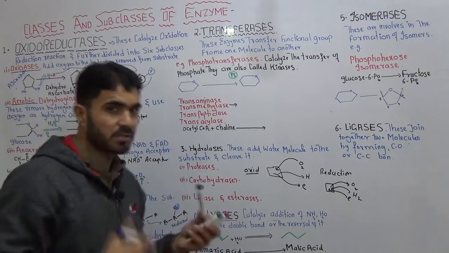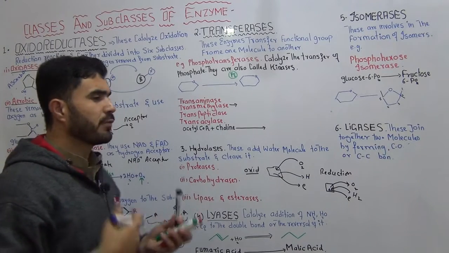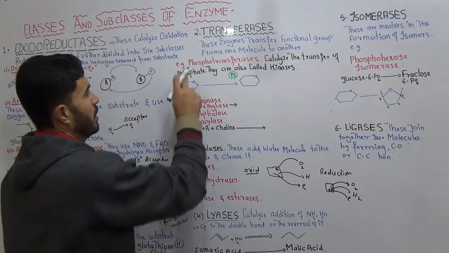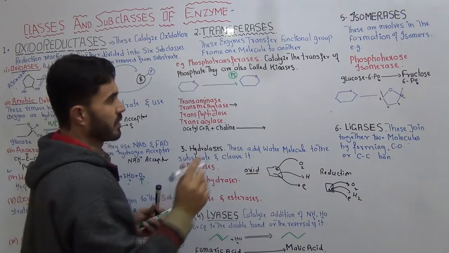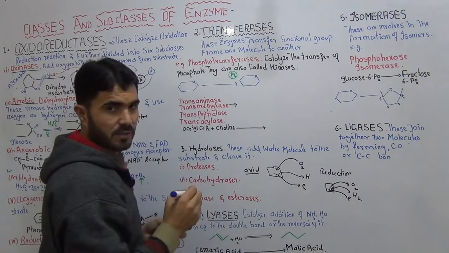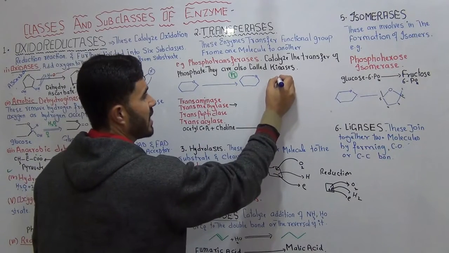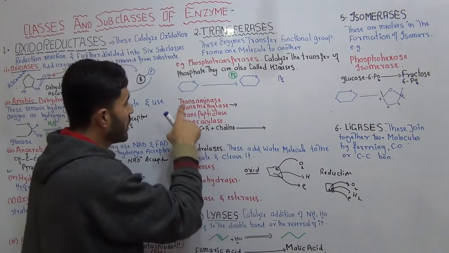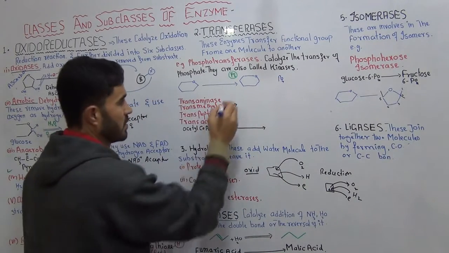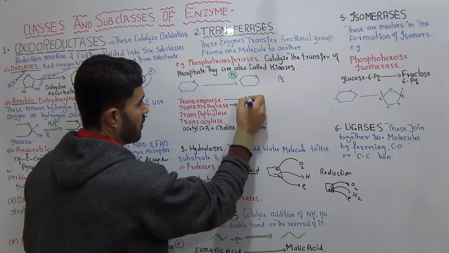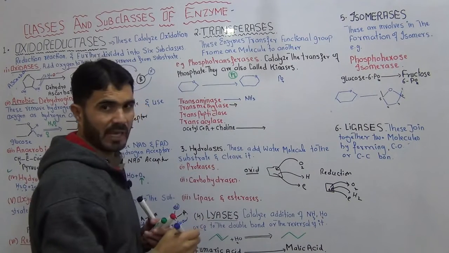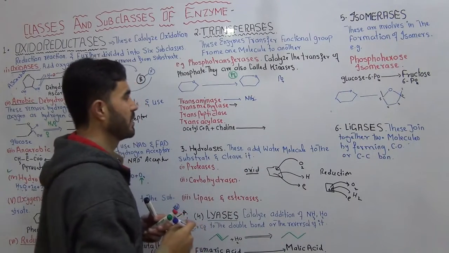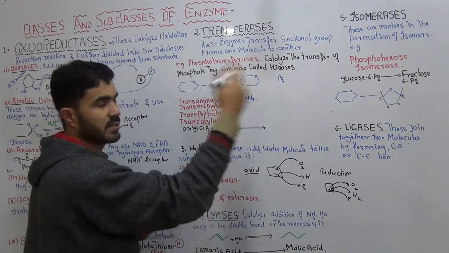Now based on this transfer, different groups can be transferred. If it is phosphotransferases, then of course these enzymes are transferring phosphate. If it is transaminases, it means they are involved in the transfer of amino group. If it is NH2, it is an amino group. Otherwise, it is ammonia.